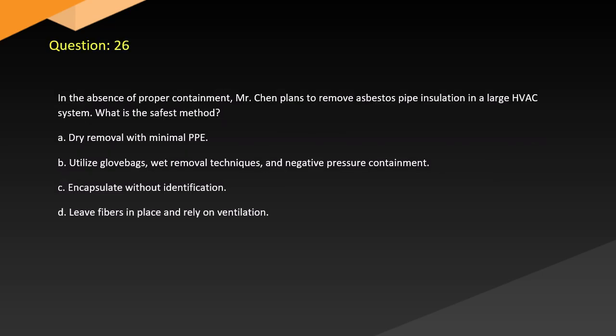Question 26. In the absence of proper containment, ISTA-CHEM plans to remove asbestos pipe insulation in a large HVAC system. What is the safest method? A. Dry removal with minimal PPE. B. Utilize glove bags, wet removal techniques, and negative pressure containment. C. Encapsulate without identification. D. Leave fibers in place and rely on ventilation.